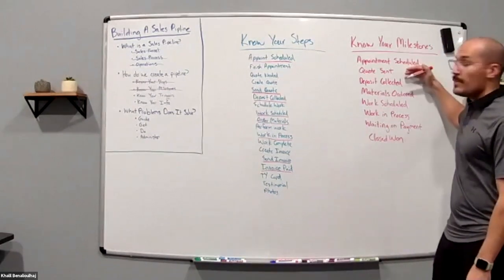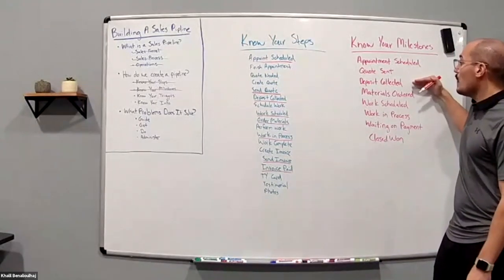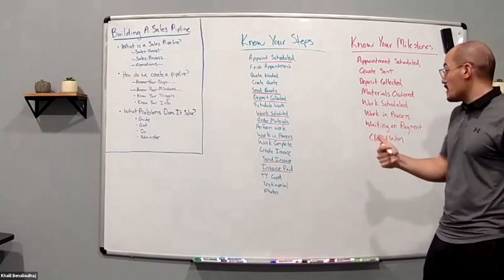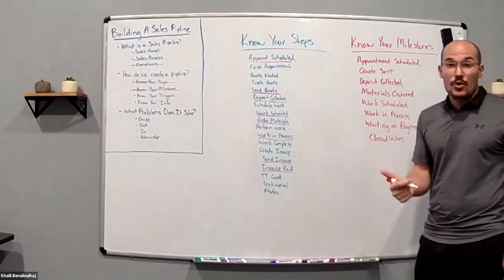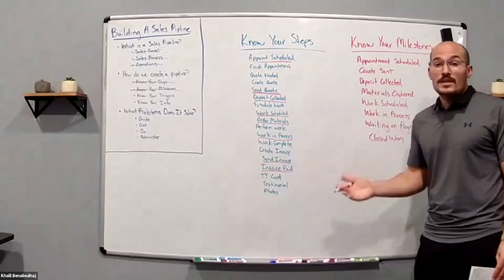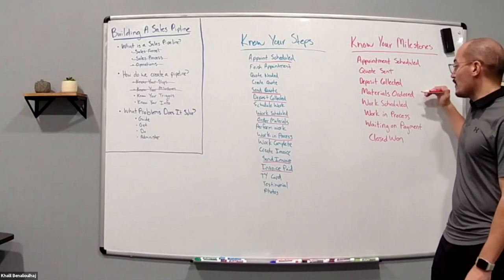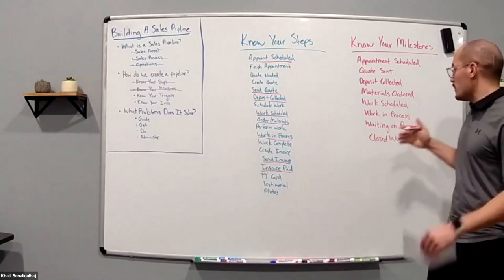So here is follow-up. Those are my triggers. When I get to the deposit collected, now my triggers are order the materials, right? I need to create a work order. I need to really get everything, all the items in a list, and talk to my supplier, my vendor, to get all my materials ordered, right? I also need to get them on the truck, whatever it is.